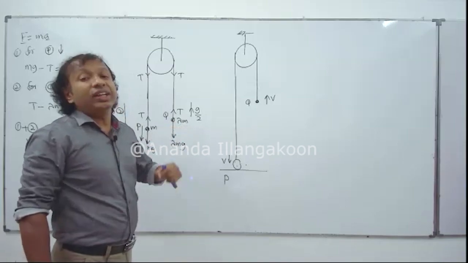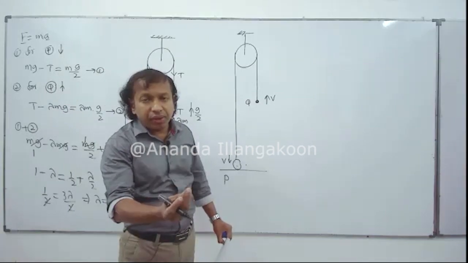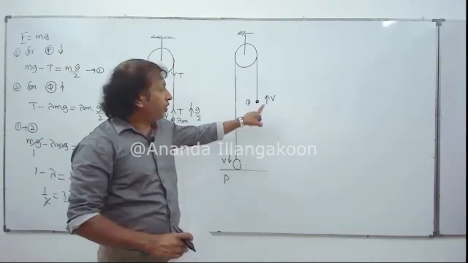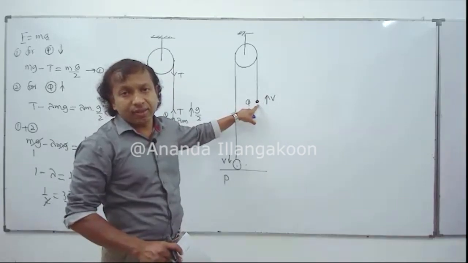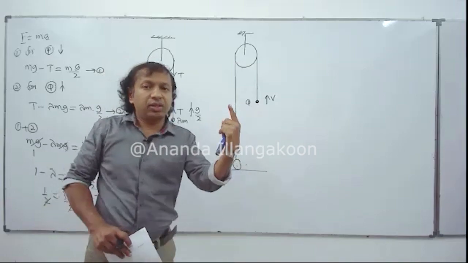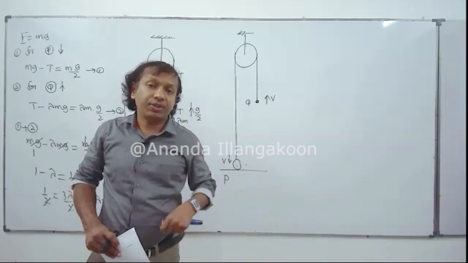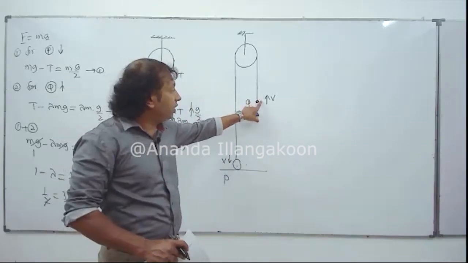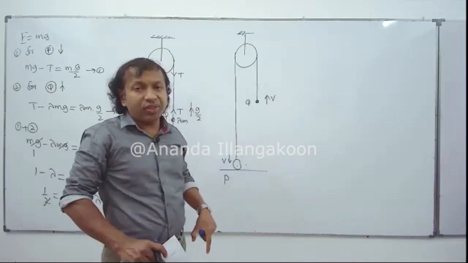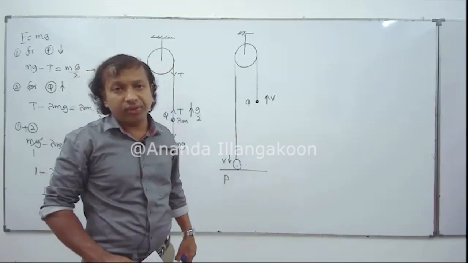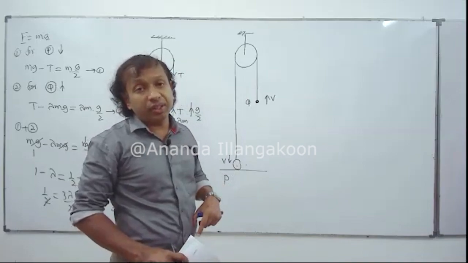Now the situation is that we project a particle upward with initial velocity V, and the same thing particle Q now experiences. What happens when we project a particle upward with velocity V? The particle moves under gravity with retardation, reaches maximum height, comes to rest and comes back. We are asked the time taken to reach the maximum height. At the maximum height, the velocity of particle Q is 0.